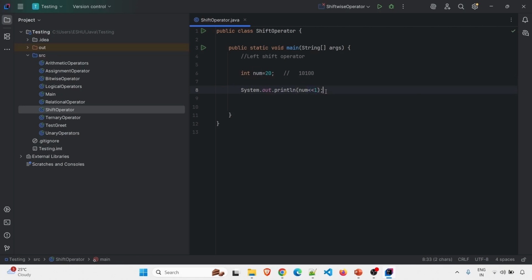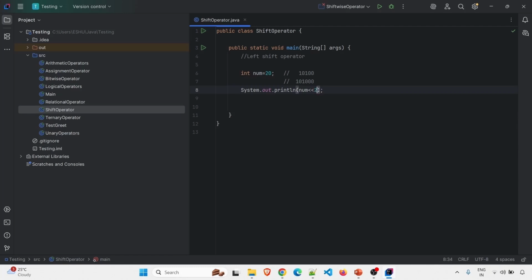What I am doing here is telling it to shift this entire bit pattern to the left side by one position. I take this number, shift it to the left side by one position, and add 0 in the remaining position. So this is how the left shift operator works. It will take the entire bit pattern, shift it to the left side, and add a 0 in the vacant position which is created.